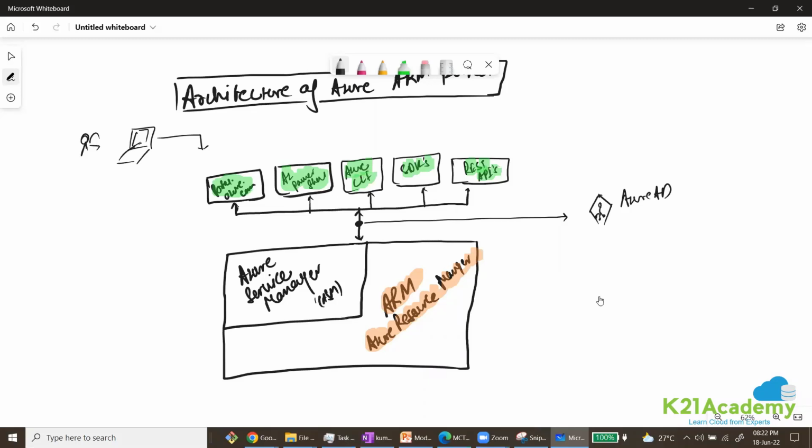Now, this Azure Resource Manager, Microsoft people call this Azure Resource Manager Jarvis. Have you heard about this word Jarvis? People who have seen the Iron Man movie must know about this Jarvis.